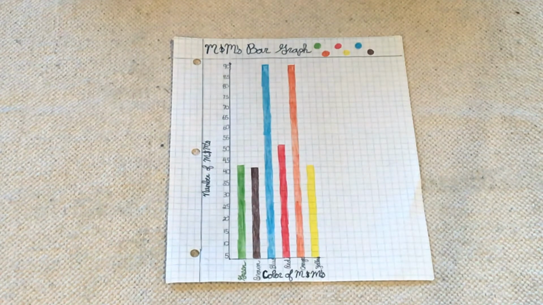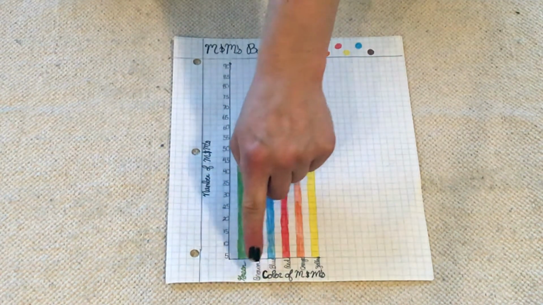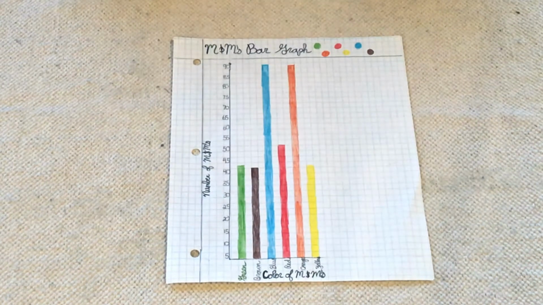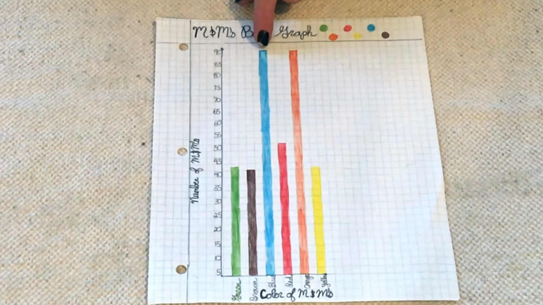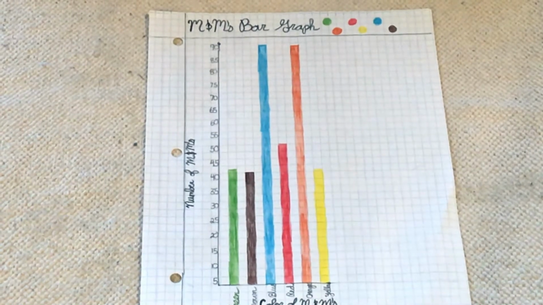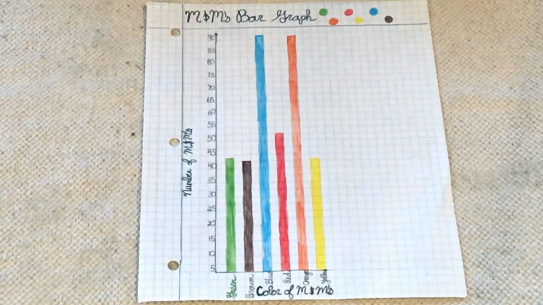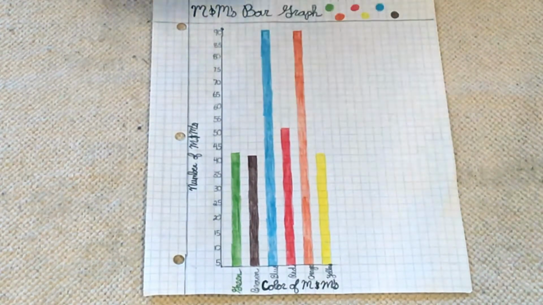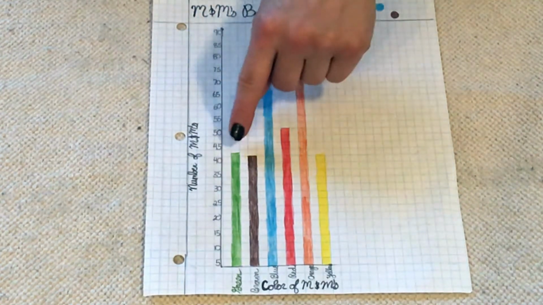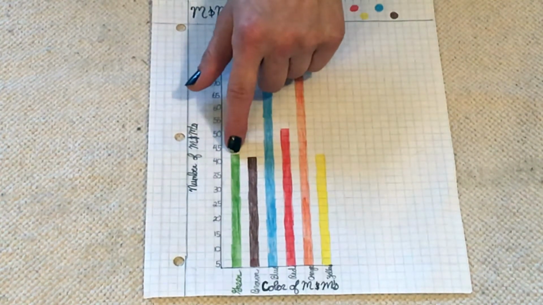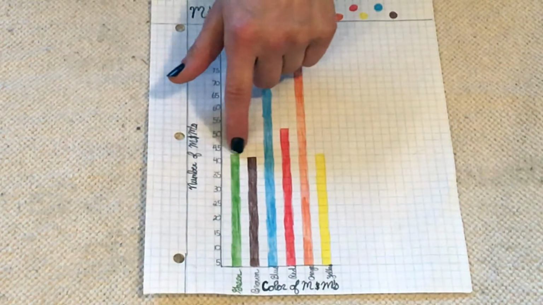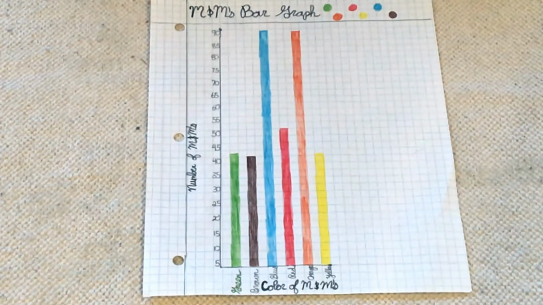Here, on the horizontal side, I've written down the color of the M&Ms. Green, brown, blue, red, orange, and yellow. It is easy to see that I had 42 green M&Ms, 40 brown M&Ms, in this case, 89 blue M&Ms, 50 red M&Ms, 88 orange M&Ms, and 41 yellow M&Ms. Now you can see in the case of green that the line for green goes between 40 and 45. That's because I had 42. So I put the line a little bit above 40 to represent 42.